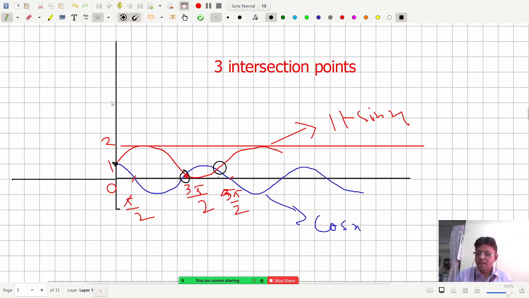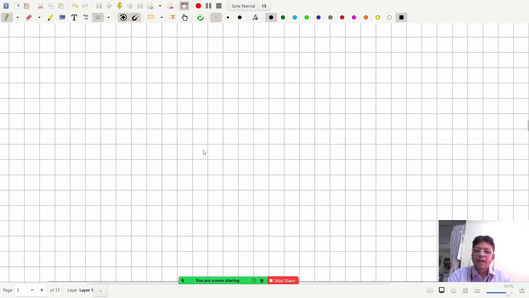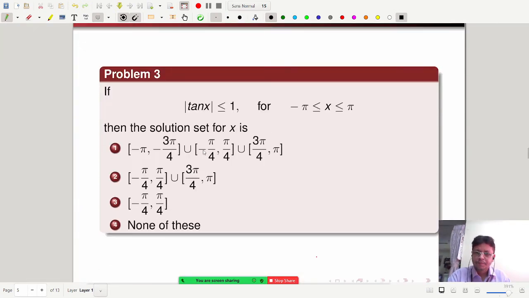This is the advantage of taking graphs. If you know the graphs, please go for graphs for solving this type of question. This type of question is very important in mains and advanced, so knowing graphing is very, very important. A picture is worth 1,000 words. So let's go for another one.